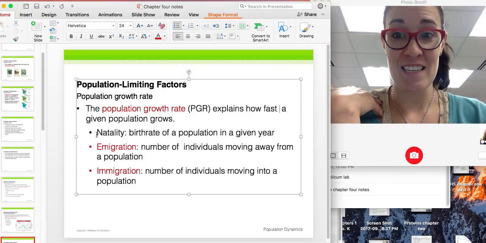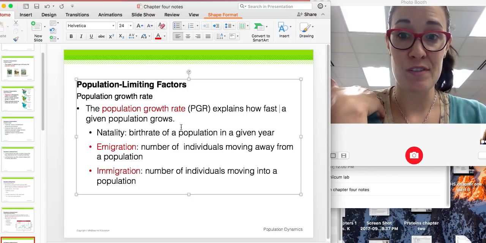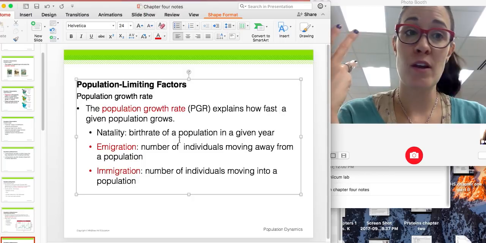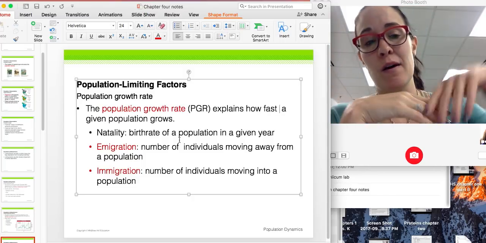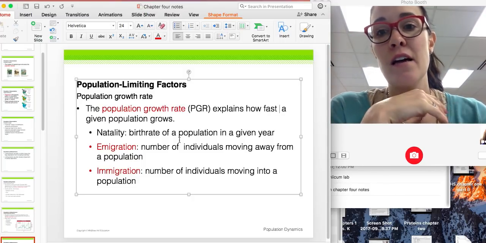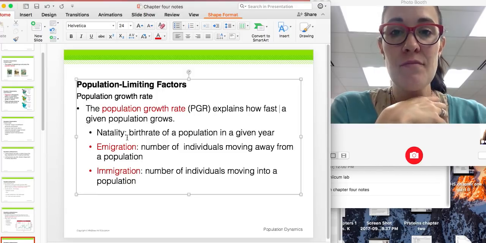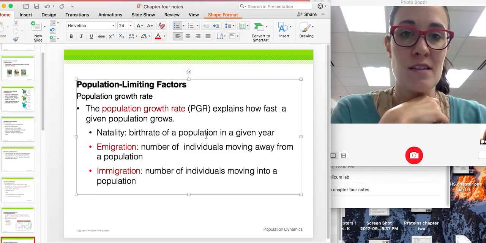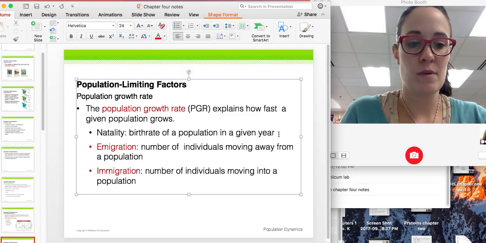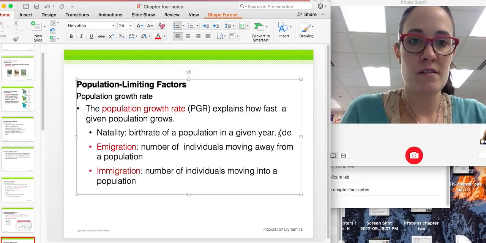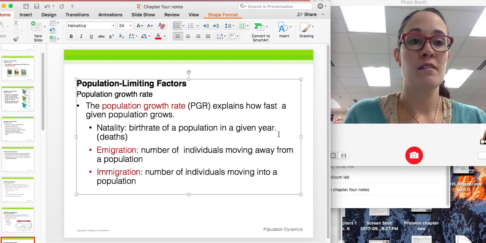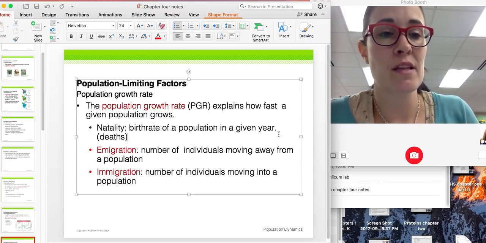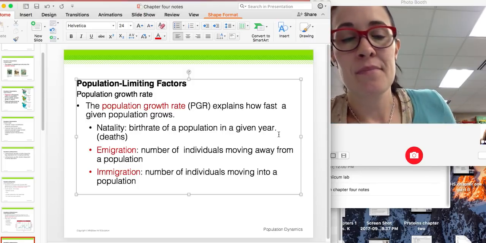Births. If you have more of any organism being born, that's going to increase population rate. Another thing that can impact population growth rate is the opposite of this, and it's not listed. You can maybe put it in parentheses here. Deaths. If births make the population number go up, deaths are going to make the population number go down.